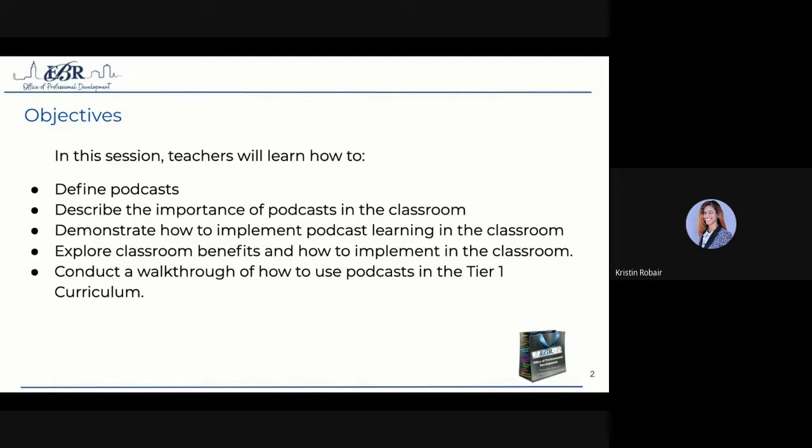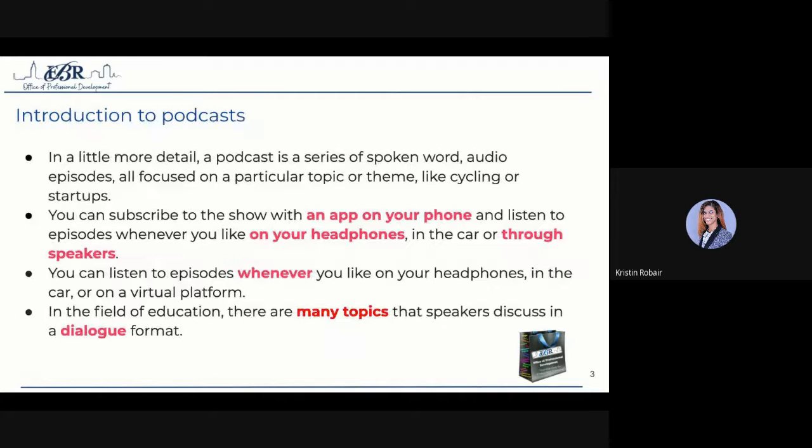classroom, demonstrate how to implement podcast learning in the classroom, explore classroom benefits and how to implement in the classroom, and conduct a walkthrough of how to use podcasts in the Tier 1 curriculum.